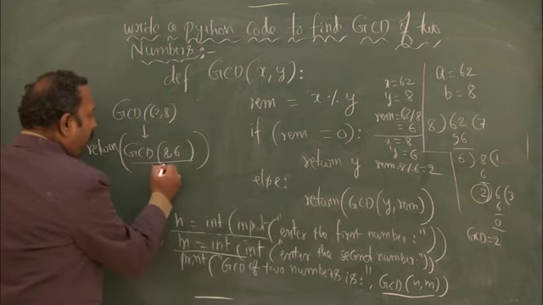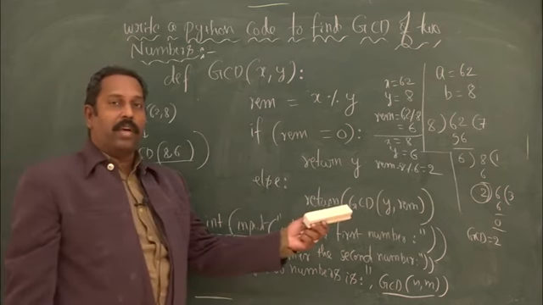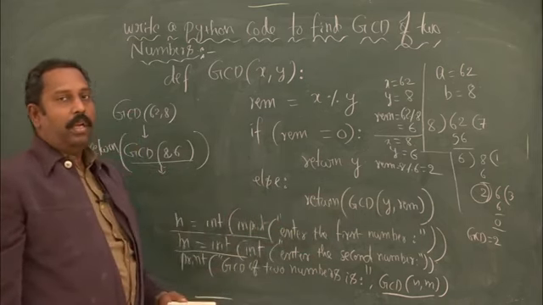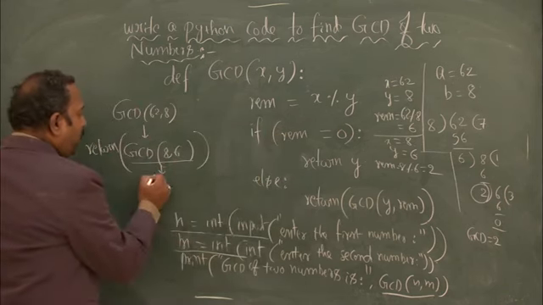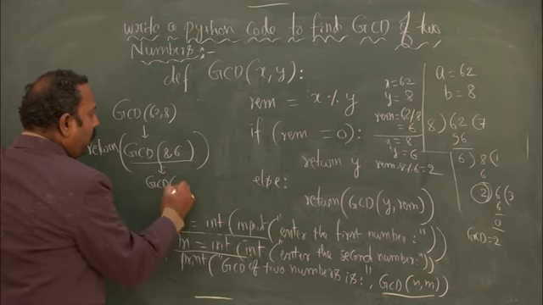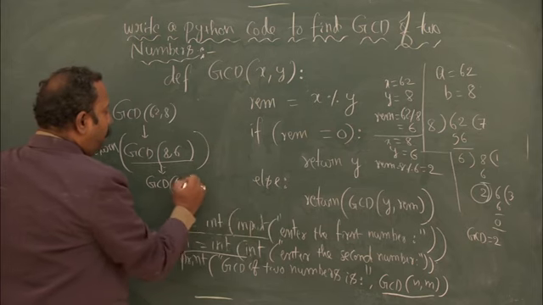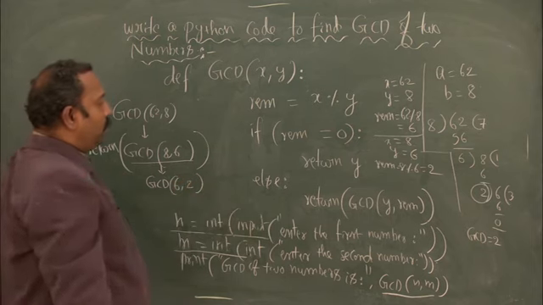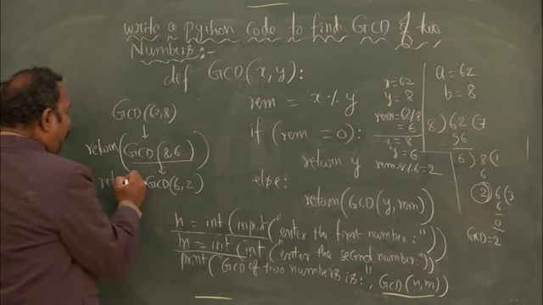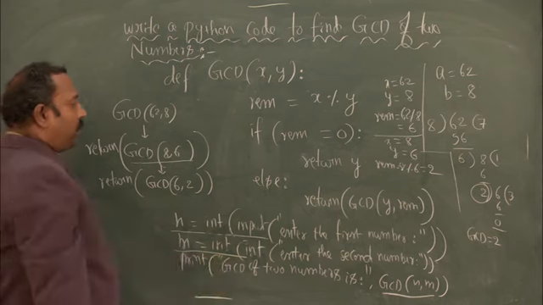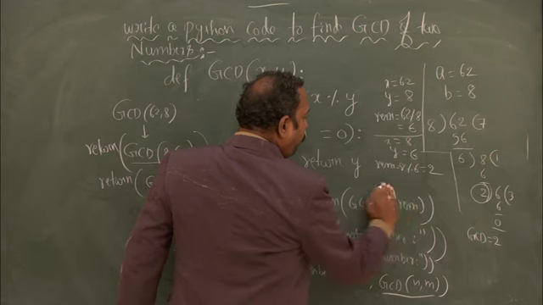Again there is a function call, because a function calling itself is known as recursion. The GCD function is calling GCD again within itself. So again GCD of y, what is the value of y here? 6. And the remainder value is 2. So return GCD of 6 comma 2.